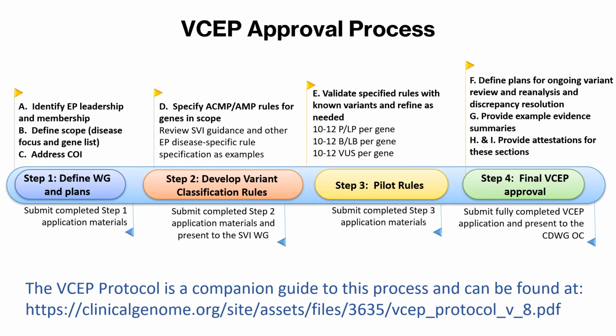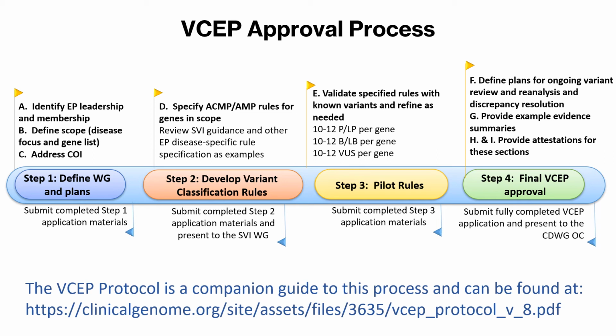VCEPs must prepare submission materials for review and approval at the end of each step of the 4-step application process shown here, including approval by the CDWG Oversight Committee and approval of the ACMG AMP rule specifications by the SVI VCEP Review Committee. After final step 4 approval at the end of the process, VCEPs are ClinGen approved to submit variants to ClinVar with 3-star FDA-recognized status.